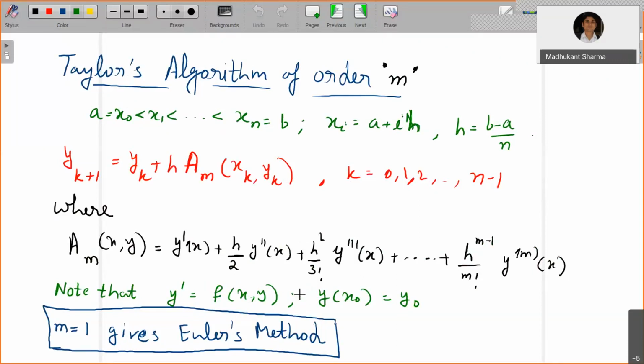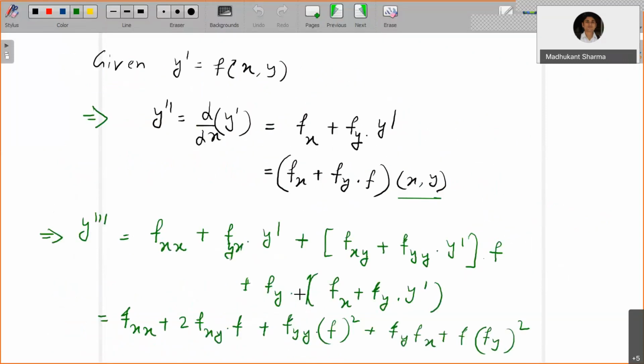But let's see what will happen. We have already derived y dash equals f of x, y. You can differentiate to get y double dash, which is f with respect to x plus f with respect to y into dy by dx, because y is a function of x. So y double dash is going to be replaced by the following right hand side. Now you differentiate once more if you want to go for the third order derivative, and further up to h to the power 4.